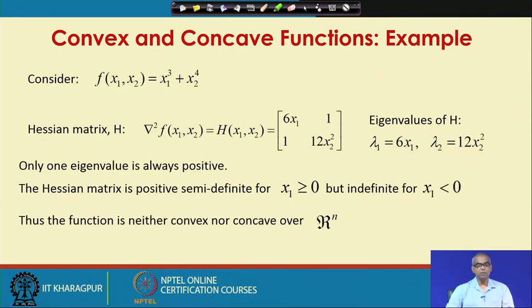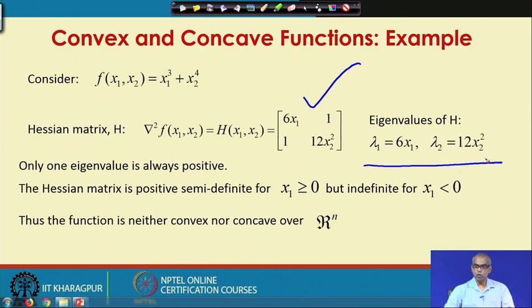Let us look at another example, f equal to x1 cubed plus x2 to the power 4. Again evaluate the Hessian matrix, and we get the Hessian matrix as [6x1 0; 0 12x2 squared]. So, the eigenvalues are 6x1 and 12x2 squared. For given values of x1 and x2, I can find the eigenvalues.